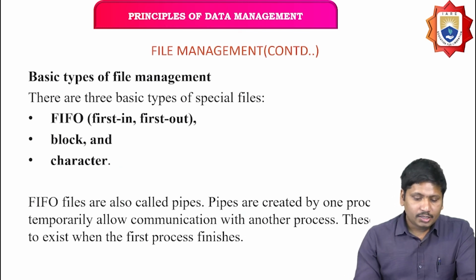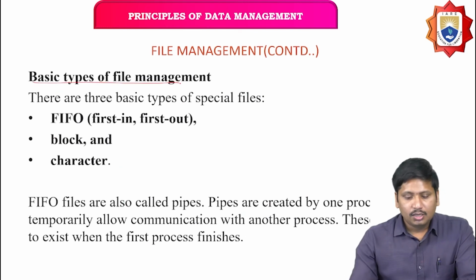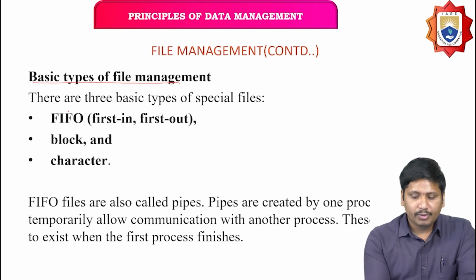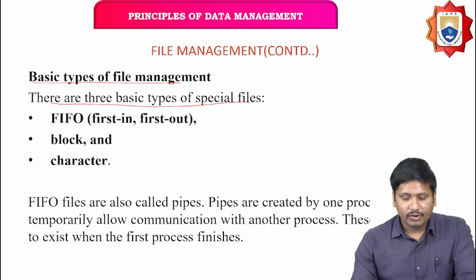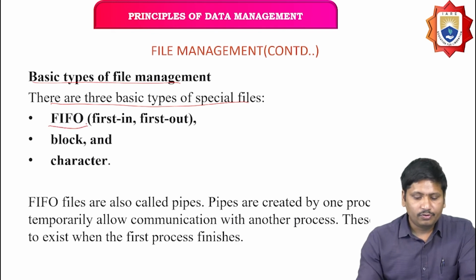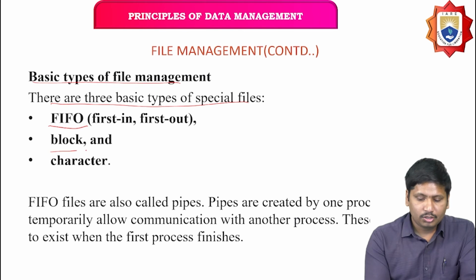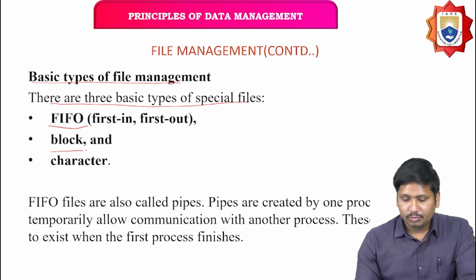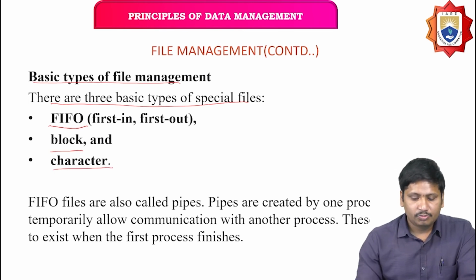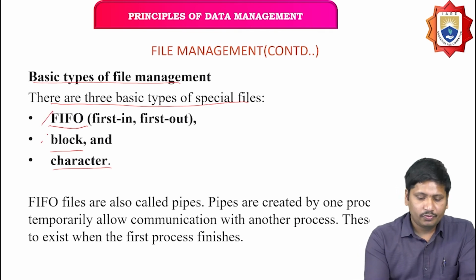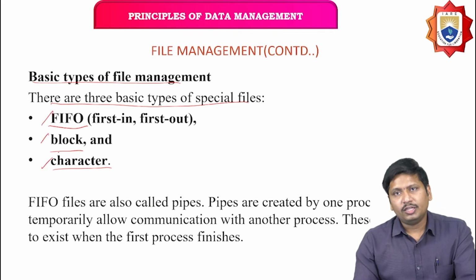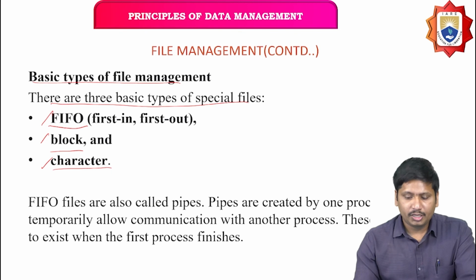And then what are the basic types of file management here? So here we have three basic types of special files. The first one is FIFO, whose full form is first in, first out. And then block special files, and character special files. These are the three types of special files you are going to maintain for implementing this data management. So first one is FIFO, block, and then character.